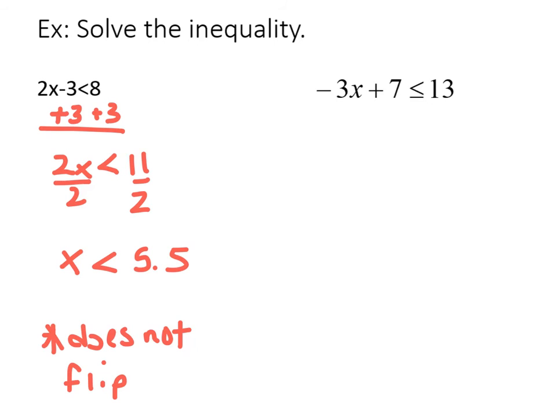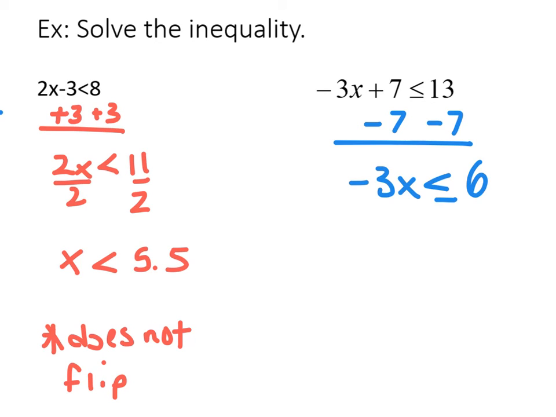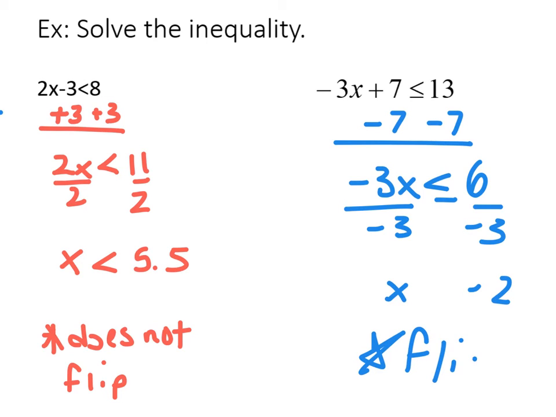In the other example we have here, we're going to do the same process of solving. So I first need to undo that adding 7. So I subtract 7 from both sides and get negative 3x is less than or equal to 6. Now I'm going to divide both sides by negative 3 to undo the multiplication. I'll get x, 6 divided by negative 3 is negative 2. And because it's dividing by a negative, you have to flip your inequality symbol. So now it's going to open towards the left, and I carry down the equal to.